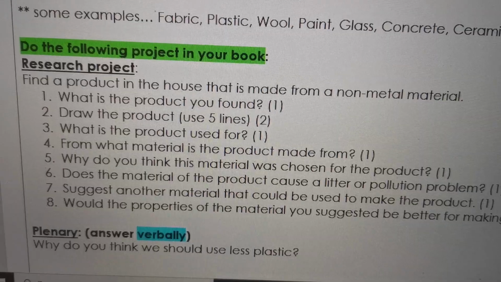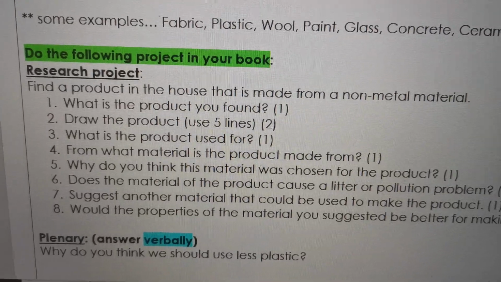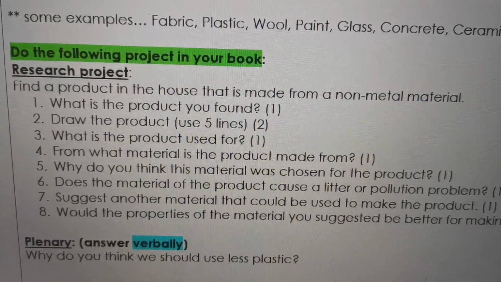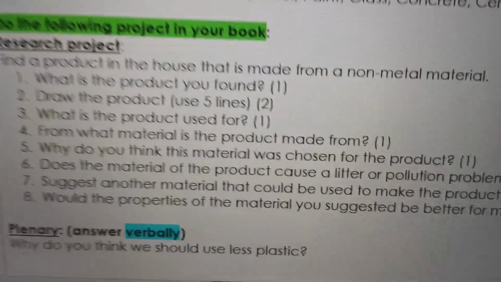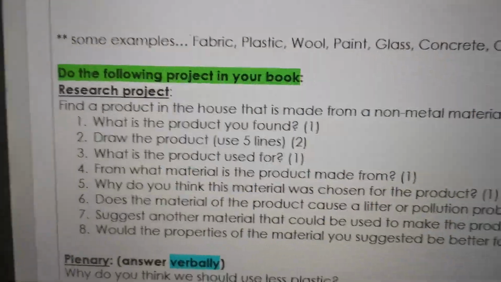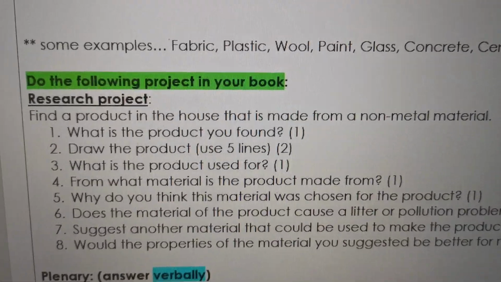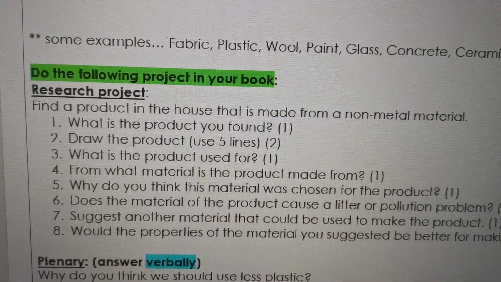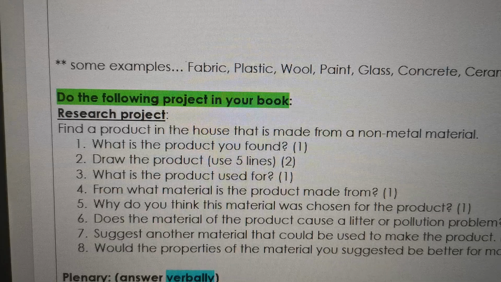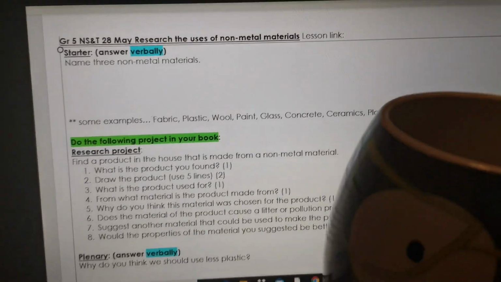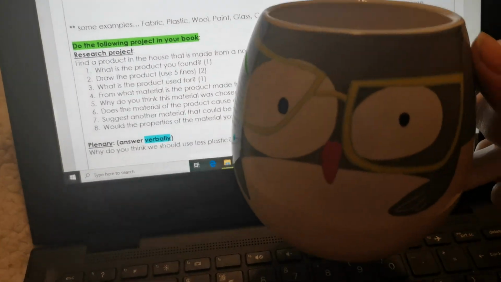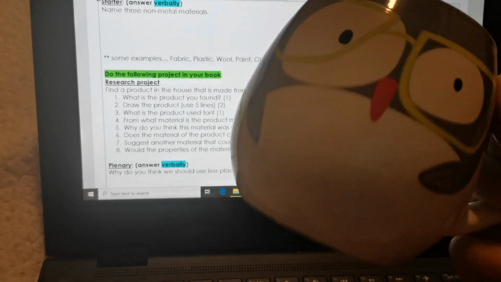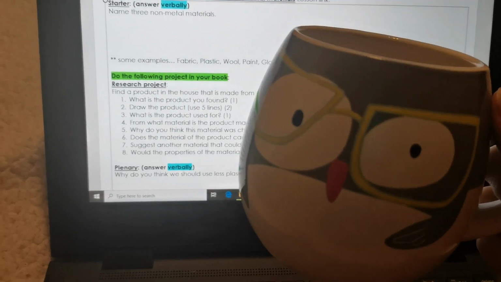So, step 1, find something in the house or outside that is made from a non-metal material. So, be creative, but pick an item that is only made out of one material because it's going to be easier, or 1 or 2 materials, but pick the main material of that product. Okay, so my example is a mug. So I'm going to do a coffee mug. As you know, I love my coffee, so I picked a mug.